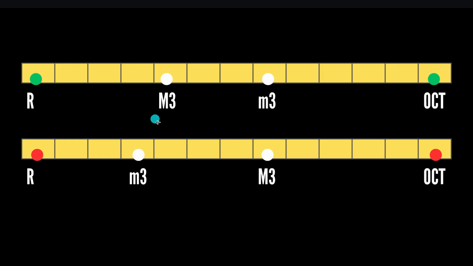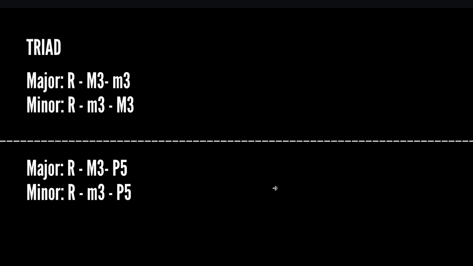So if you get what I'm saying, we're taking our root to our major third, and then we're taking our major third and adding a minor third on top, right, to get our major chord of C and E and then G. If we do it with the minor, we have a root, minor third, then a major third.